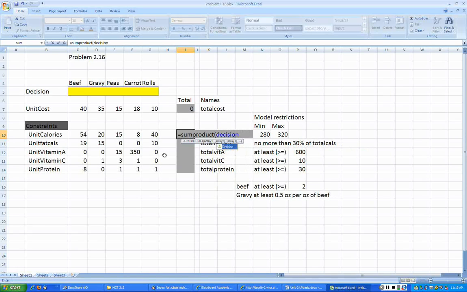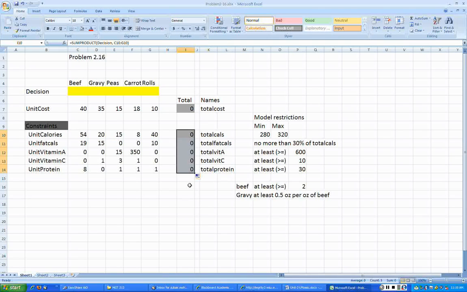Got to just make sure that you don't misspell it. The spellings are the same all the time. That's one thing. So the amount that I basically use, that's my decision times the individual contribution. Okay, and now I can just go and copy the command all the way down.